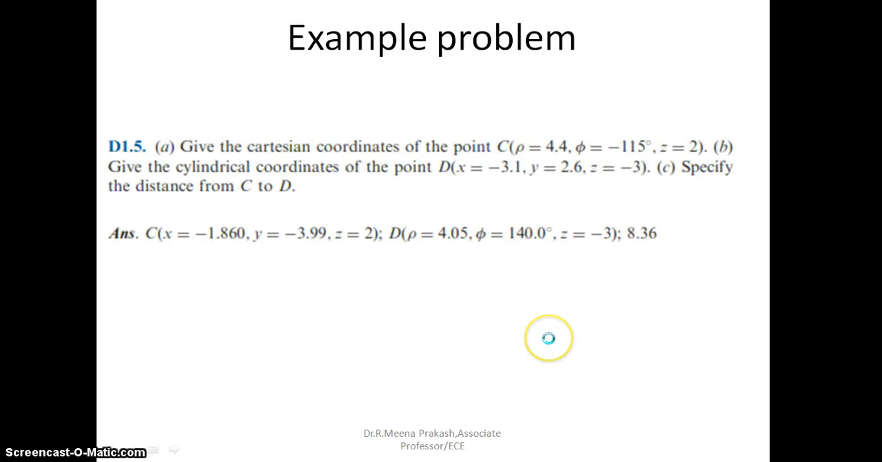And we are arriving at this point D. Okay, rho equal to so much. What is the distance from C to D? As usual, you can calculate the point C is here and the point D in xyz. So calculate the distance based on the rectangular coordinates alone. Okay, so we are arriving at 8.36. So this is a sample problem.